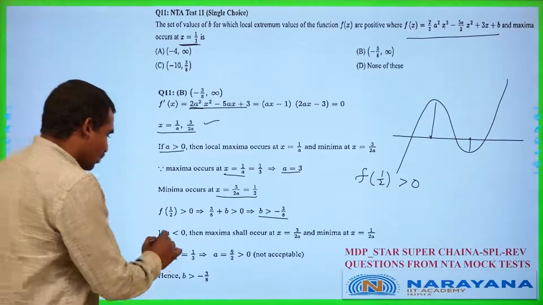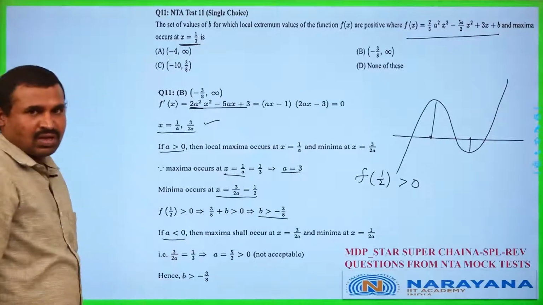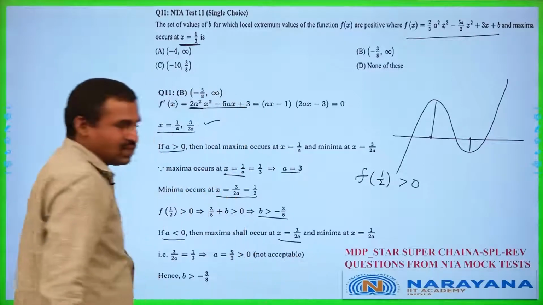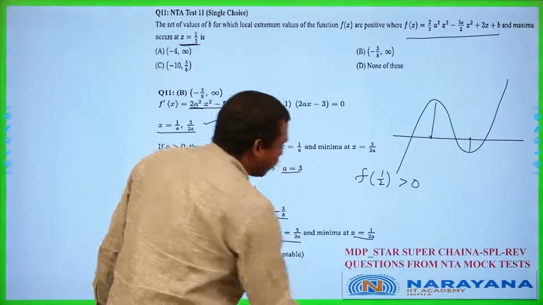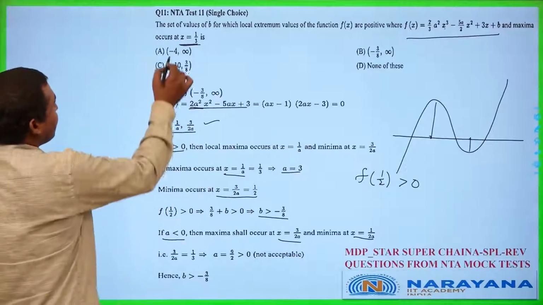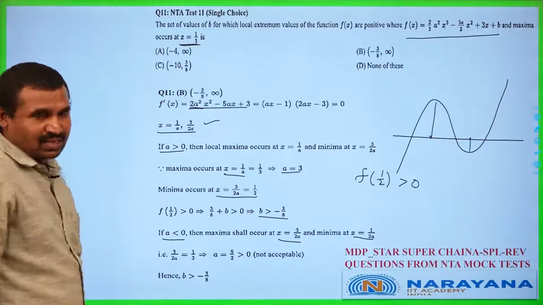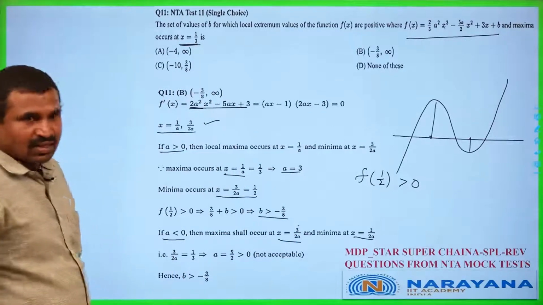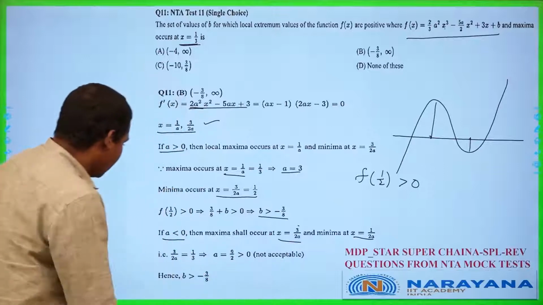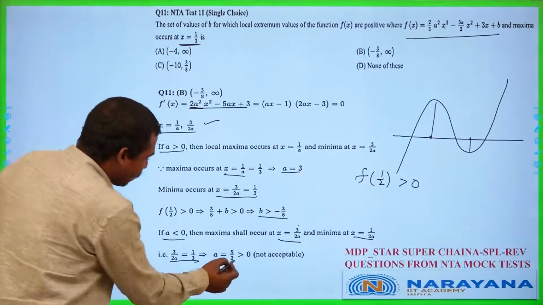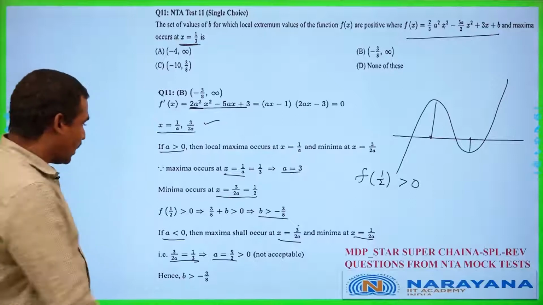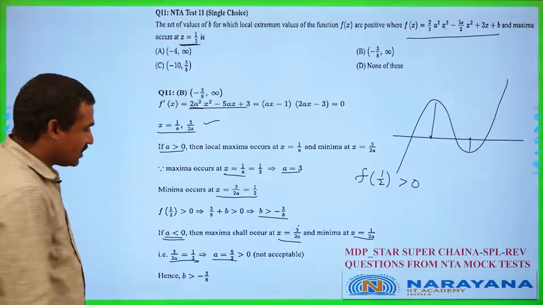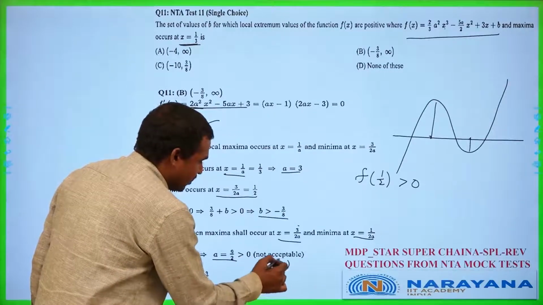Now, case 2 is a less than 0. If a is less than 0, then the maximum occurs at x is equal to 3 by 2a and the minimum occurs at x is equal to 1 by a. But here it is given that the maximum occurs at x is equal to 1 by 3, that means 3 by 2a is equal to 1 by 3. So, from this, a is equal to 9 by 2. But a is greater than 0, while our assumption is a less than 0. So, this is not possible; it is a contradiction.